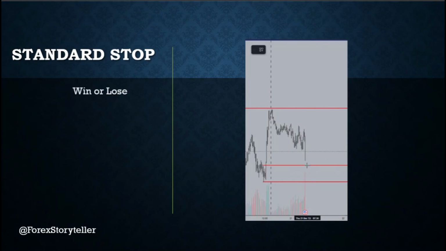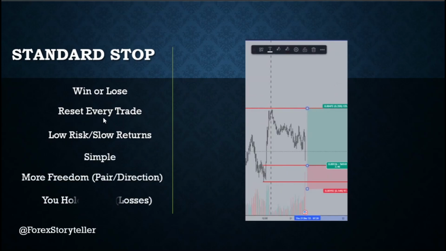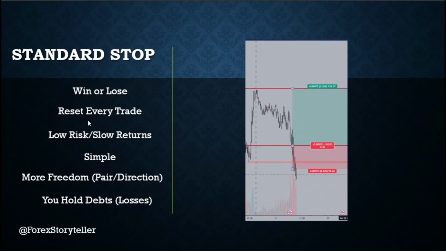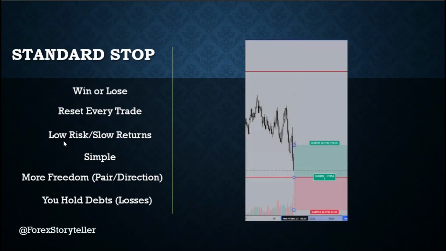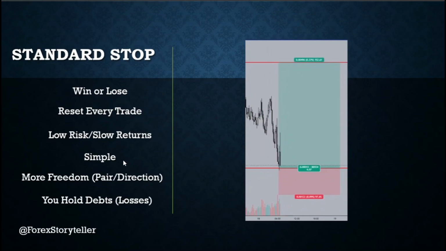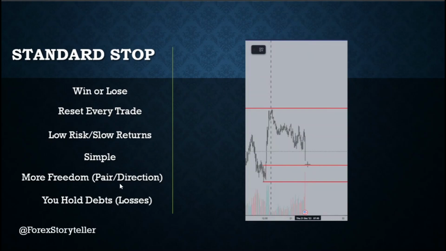When it comes to the first type, the standard stop, you're going to have a win or lose for every trade. You reset every trade. So that means you reset your risk, you reset your mindset, reset your analysis, and so on and so forth. You have a little bit lower risk and a much slower return because you have less capital in the market. It's a bit simpler. You don't have all these complex ideas to contend with. You just look at your strategy, look at your setup, and make your trade. Gives you a lot more freedom in your pair, your direction, time frame, so on and so forth. And you hold your own debts, which means you just basically accumulate your own losses.